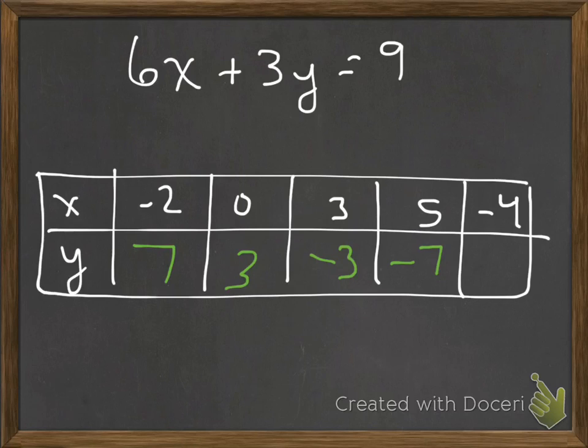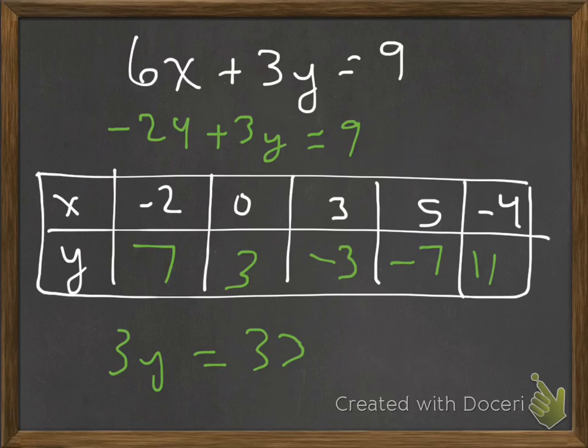And when you plug in a negative 4, we get negative 24. Negative 24 plus 9 is a negative 15. No, let me double check on this one. So we have 6 times negative 4, that's a negative 24, plus 3y equals 9. You add 24 to both sides, so you get 3y equals 24 plus 9, which is 33. So yep, 11. You get 11 there.